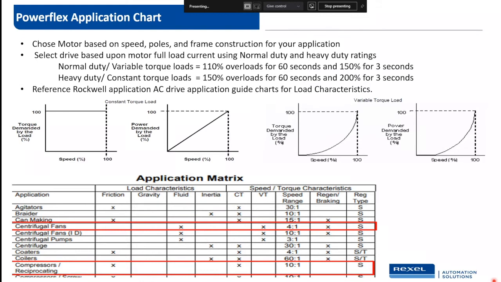Okay, so how would I apply these now? Again, that's just a quick run through of the motor and the drive. At the beginning, I said, if you take one thing away from my three slides, for a PowerFlex VFD with an induction motor, you've got to think about the speed range, the torque required, and then the speed regulation accuracy that you need.